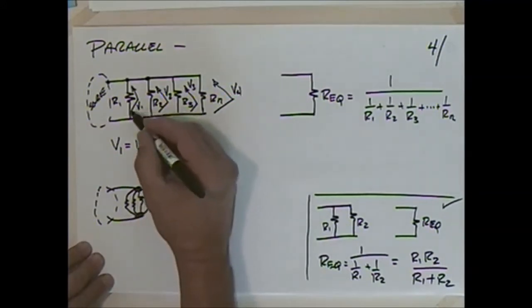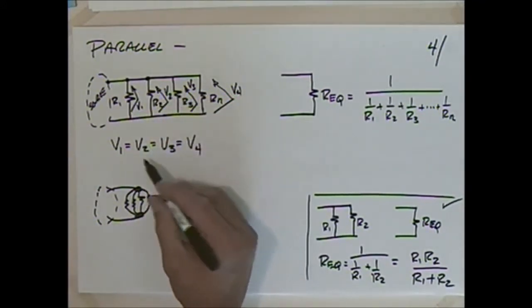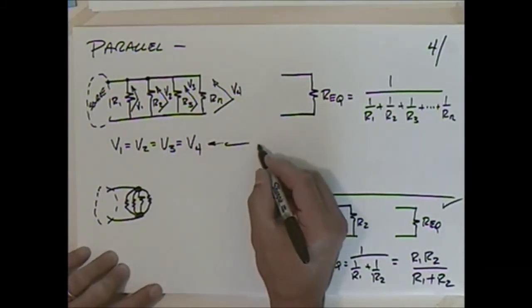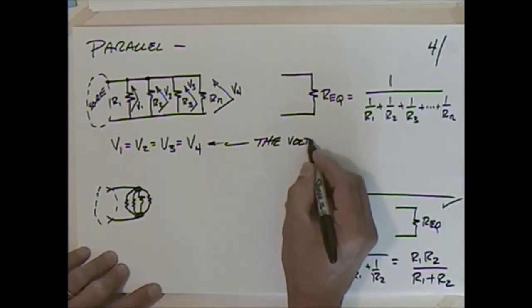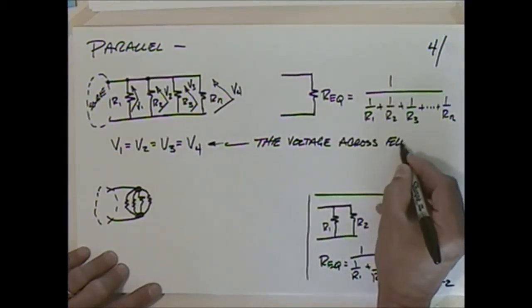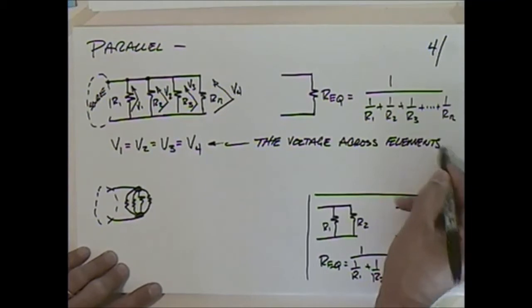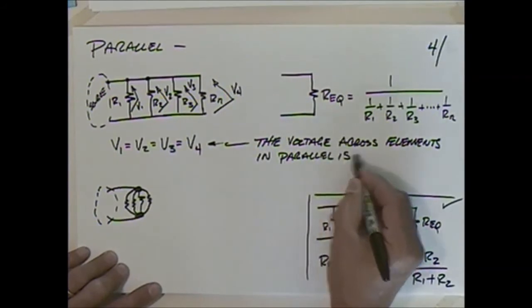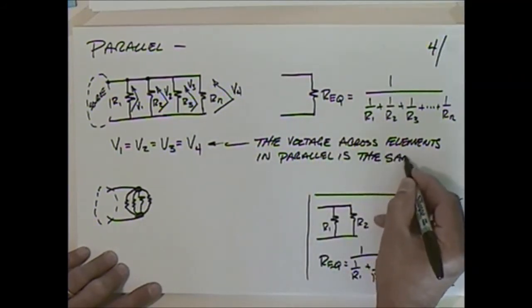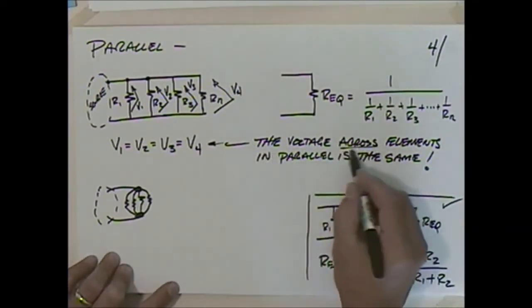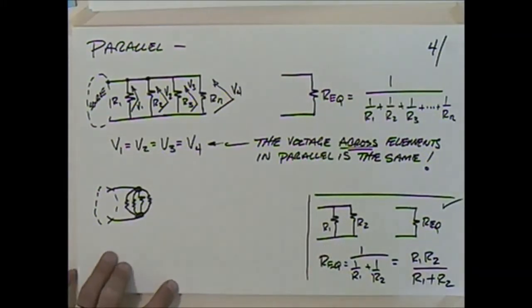So then it becomes absurd that these voltages would be anything but the same. So V1 is equal to V2 is equal to V3 is equal to V4. And if I were to put that into text, I could say that the voltage across elements in parallel is the same. Again, very important. And here, I've chosen my words carefully, the voltage across. We don't have current or voltage through, we have voltage across. Voltage across elements in parallel is the same.